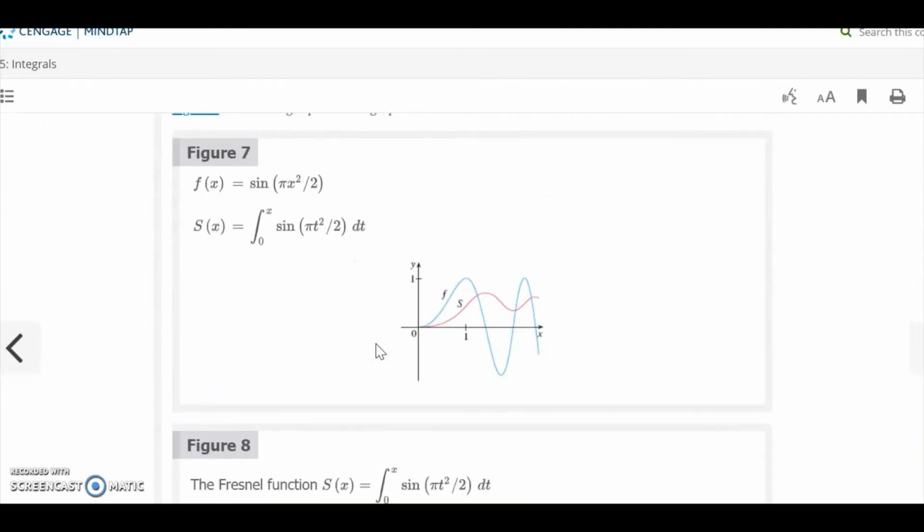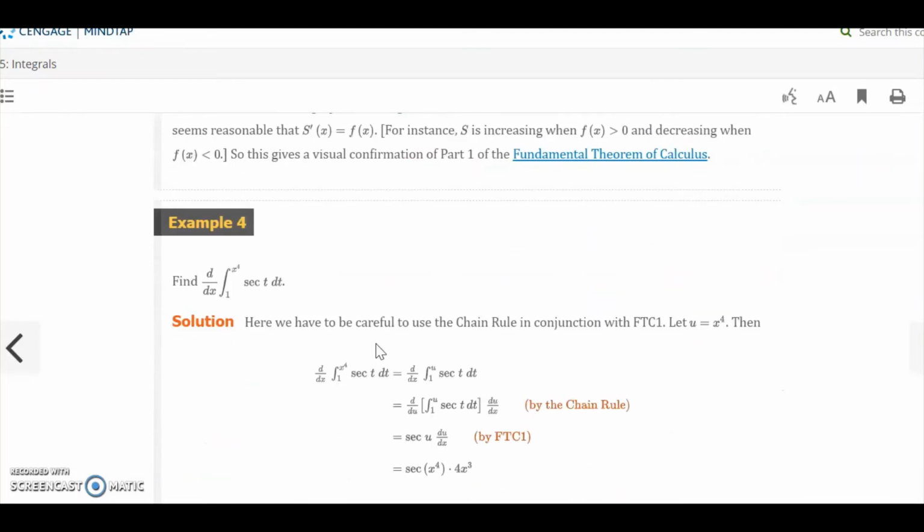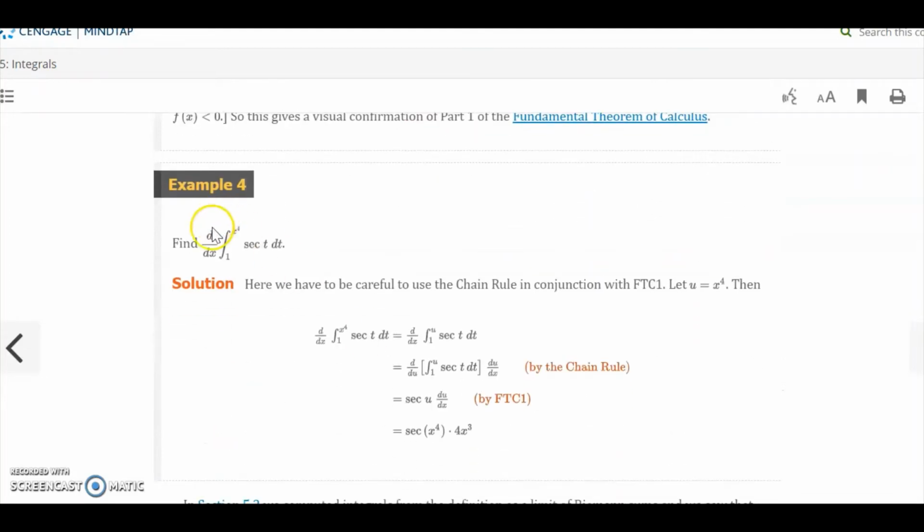So this is the example I want to go over because it tends to come up quite a few times. It's just using the chain rule. So we're taking the derivative of both sides, but notice how we do have a constant at the bottom, and remember this could be any constant at the bottom. So 1 is fine, 0 is fine, any other constant is fine. But this time it's to x to the 4th, so we have to use chain rule.